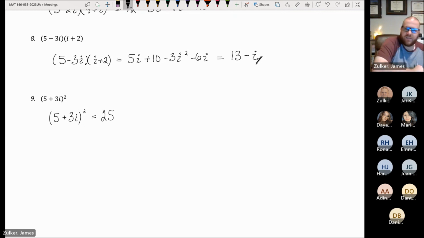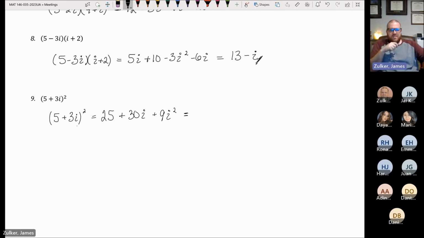5 squared plus twice the product. So 5 times 3i is 15i. Doubled is 30i. Plus the 3i all squared, which would be 9i squared. What is 9i squared? Negative 9, right? Add that to 25. You get what? So we get 16 plus 30i.